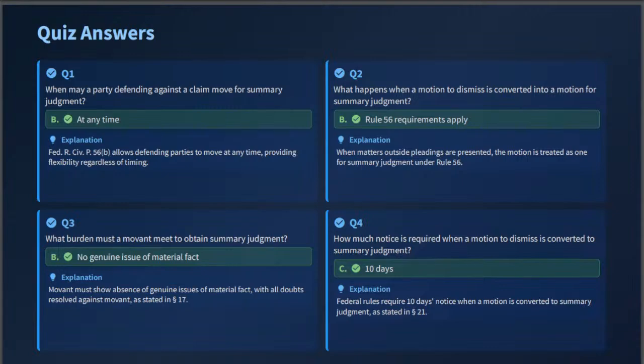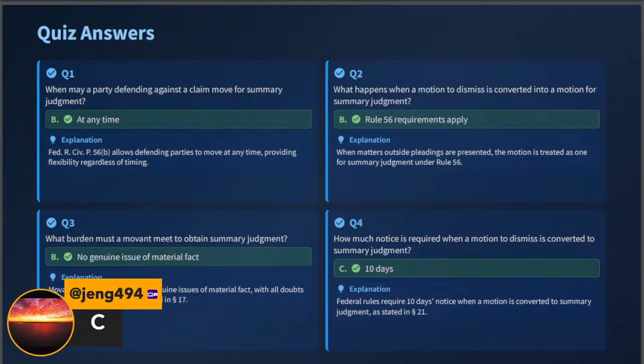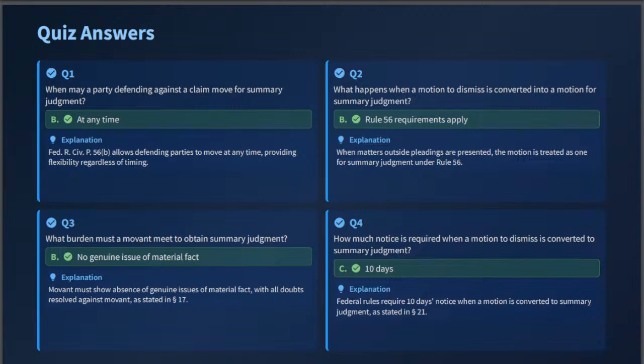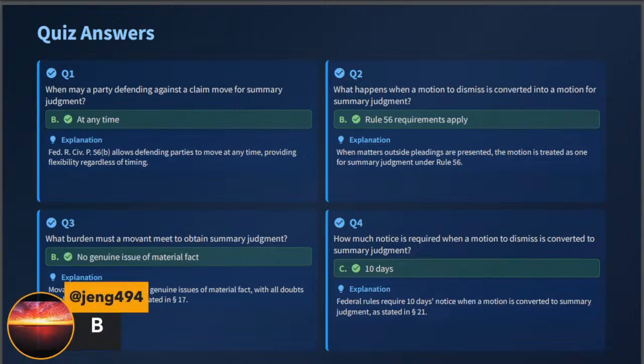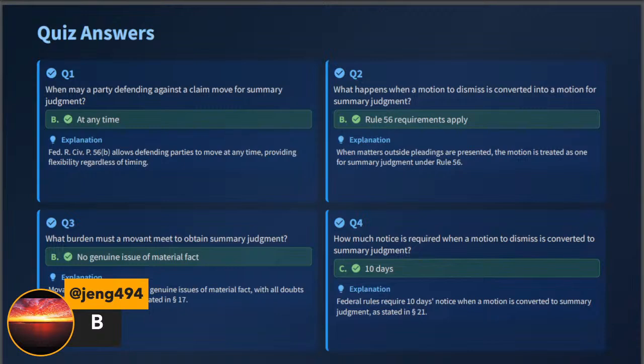I saw that we had a, no, that wasn't 4. Here we go. Here we go. Jeng 494 has C, which is also correct. And let's see. Yep. It's not just, wait, that's 4. There's another one here. So here we go. This one here is the one. We had B, which was also the 14 days, I believe.